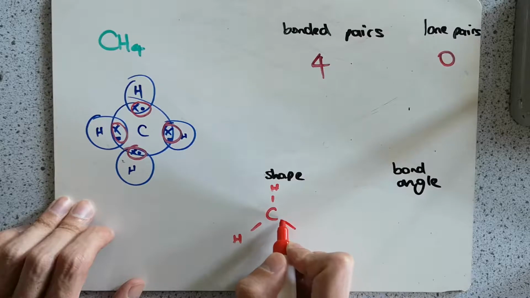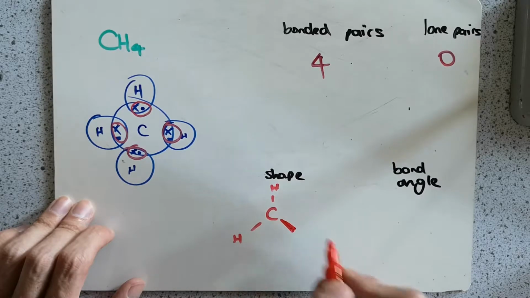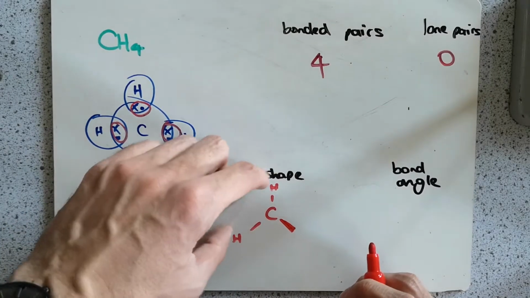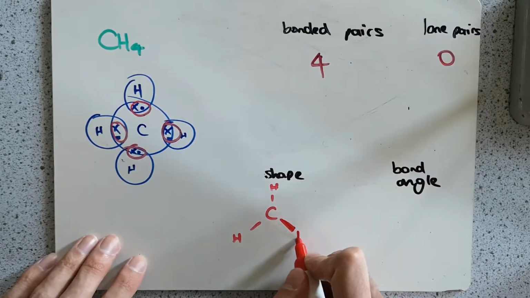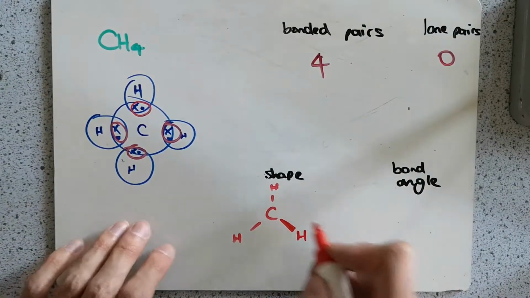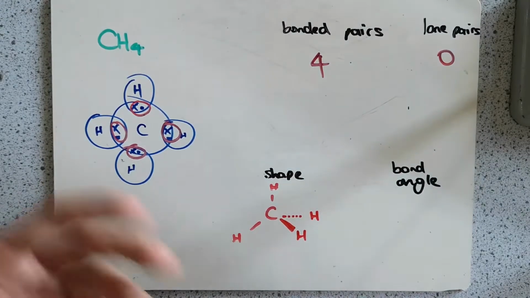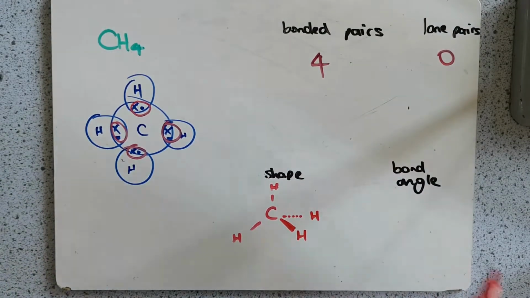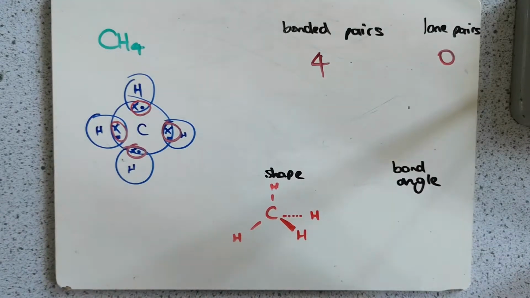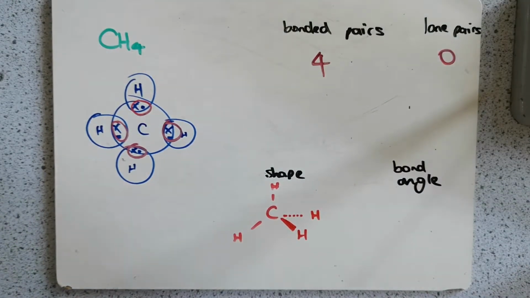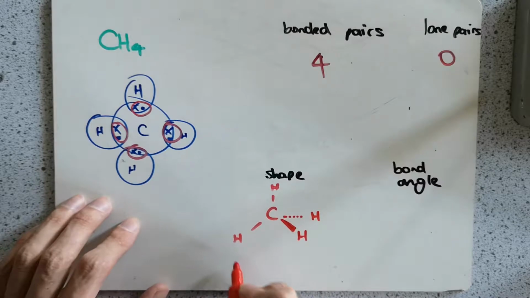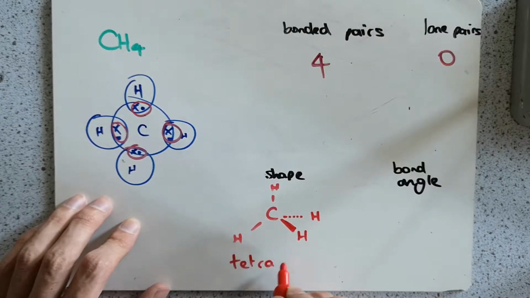Then, to represent a hydrogen coming out towards us, so this isn't in the same plane as these two hydrogens, we draw a wedge with a hydrogen on, and to show one going away from us, we draw a dotted line. So it's trying to represent a 3D structure there. This shape is tetrahedral.